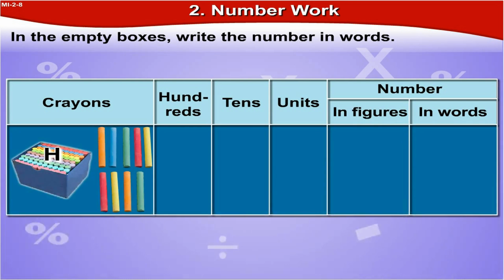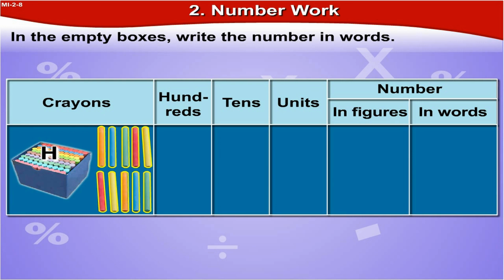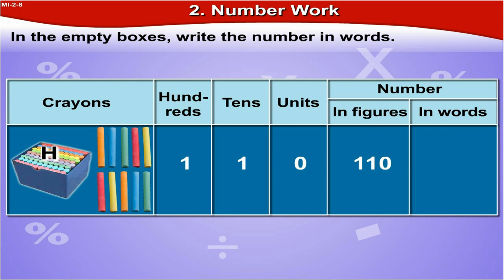Now the next picture has a box of 100 crayons and 9 more crayons. So it is 1 hundred, 0 tens, 9 units. In figures it is 109 and in words, one hundred nine. Now the last picture. A box of 100 crayons and 10 crayons, which means it is 1 hundred, 1 ten, 0 units. In figures it is 110 and in words it is one hundred ten.